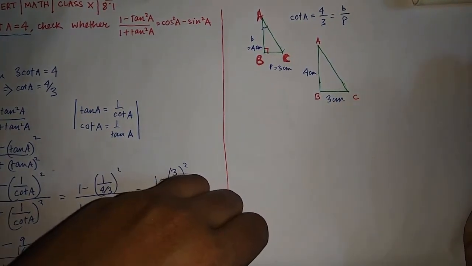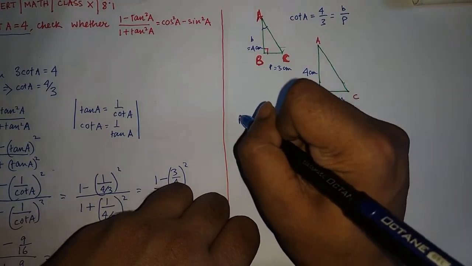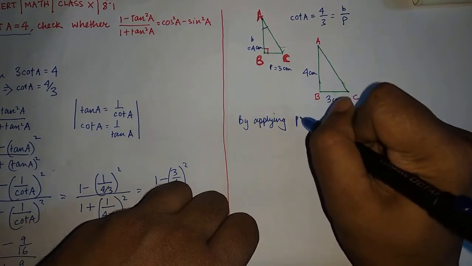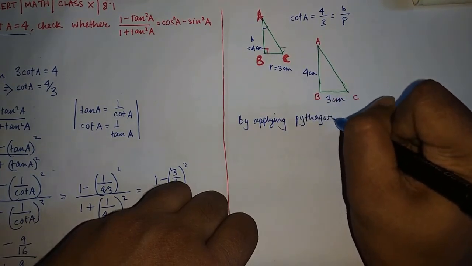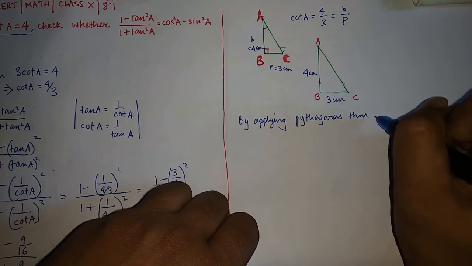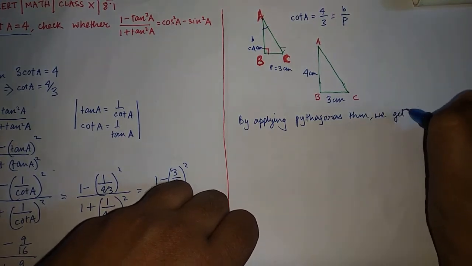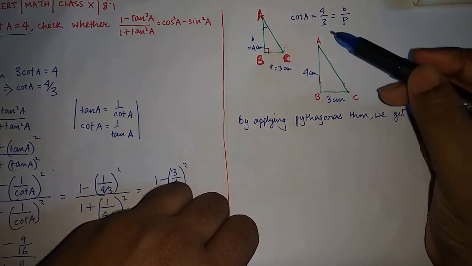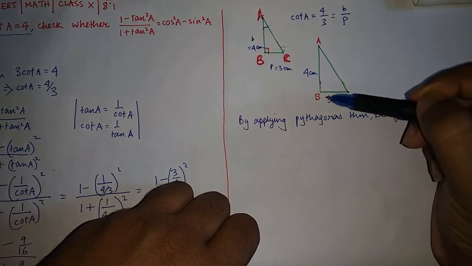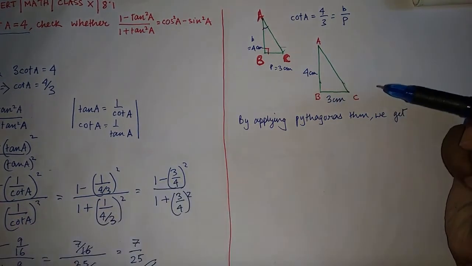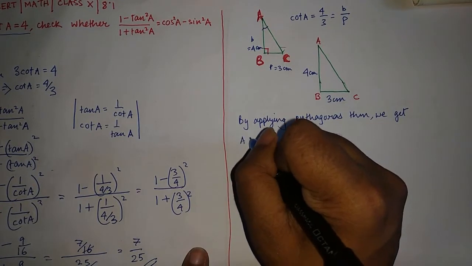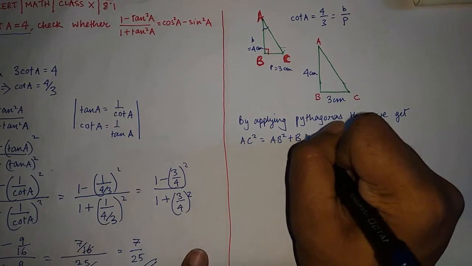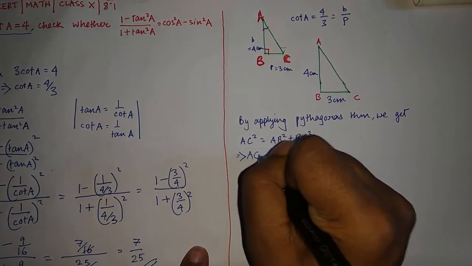We need to apply Pythagoras theorem to find that out. Let's apply Pythagoras theorem. What does Pythagoras theorem say? It says that the square of the length of the hypotenuse equals the square of the length of the base plus the square of the length of the perpendicular. So apply this. AC squared is equal to AB squared plus BC squared. We don't know AC, so we leave it be.